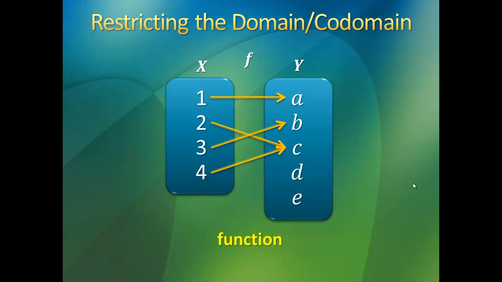If we make a similar change to the codomain and eliminate D and E, our function becomes surjective. So we can make sure that a relation is left total or right total by eliminating elements that are disconnected from anything.